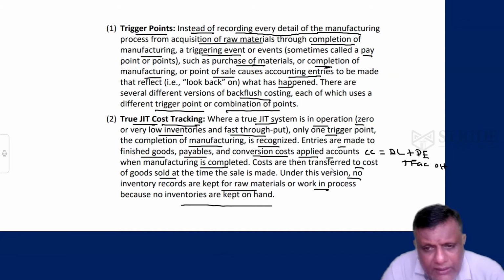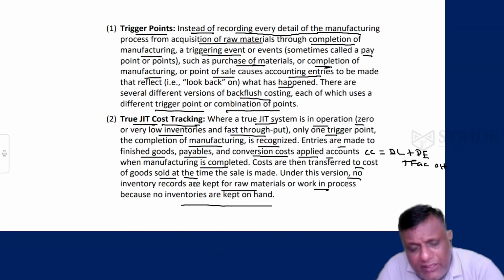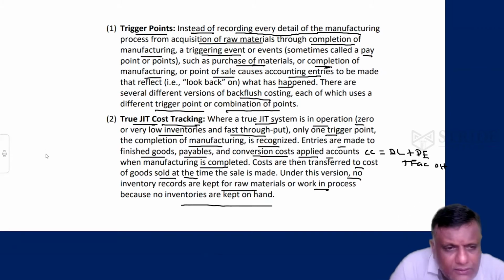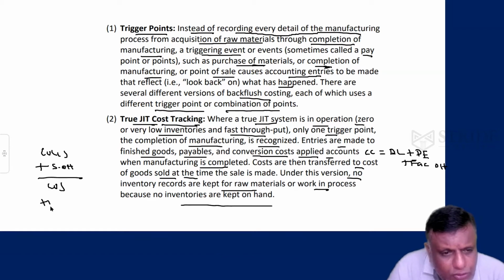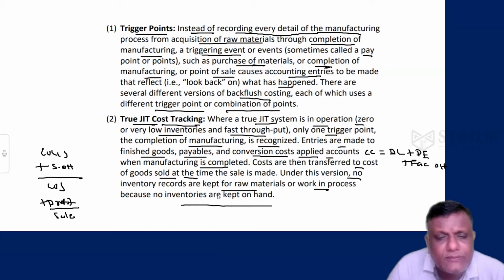Similarly, everything will be transferred to cost of goods sold, COGS. So cost of goods sold plus selling and distribution overheads is equal to cost of sale. Cost of sale plus profit is equal to sale. That's it. It's called true.